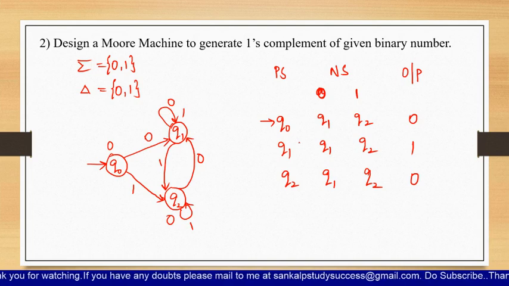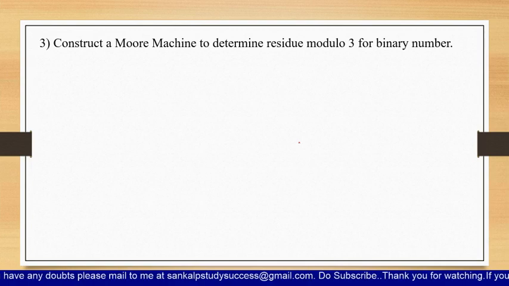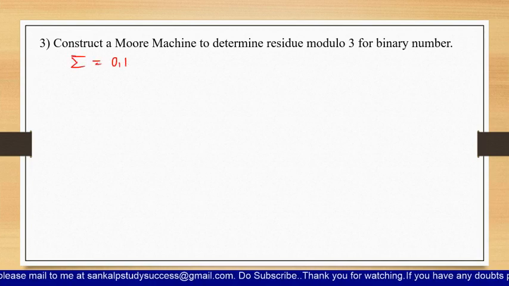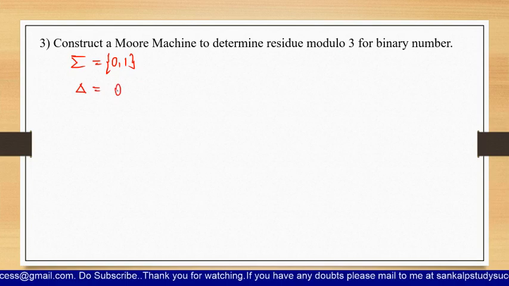Now, let us see a question of a different model, which is: construct a Moore machine to determine residue modulo 3 for a binary number. That means we are going to take the binary number as input and output. Sigma is equal to {0, 1}, because a binary number consists of only 2 digits, 0 and 1. Here, residue modulo 3 means the remainder when the number is divided by 3. Divisible by 3 means the remainders are 0, 1 and 2. So these are nothing but the outputs.